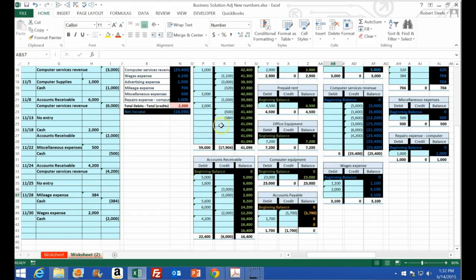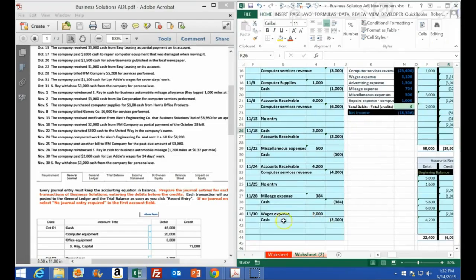Then we can post the cash over here in the credit side, equals, and pointing to the credit in I41 and enter. So cash goes down, puts us back in balance here. We have one more to go, which I'm going to say on 11/30, Ray withdrew 3,000 cash from the company.